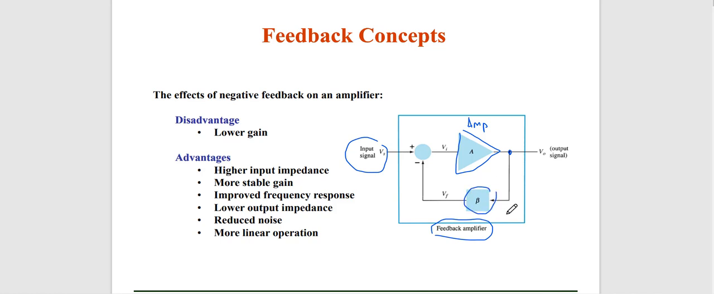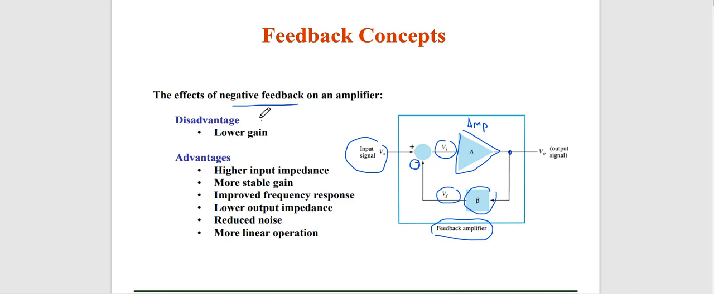After we amplify the output signal through the beta, we have the VF here, and then it is summed with the input signal, so that will be the input of the amplifier. So this is the feedback concept. And if we put the negative here, it means that we put a negative feedback on the amplifier.